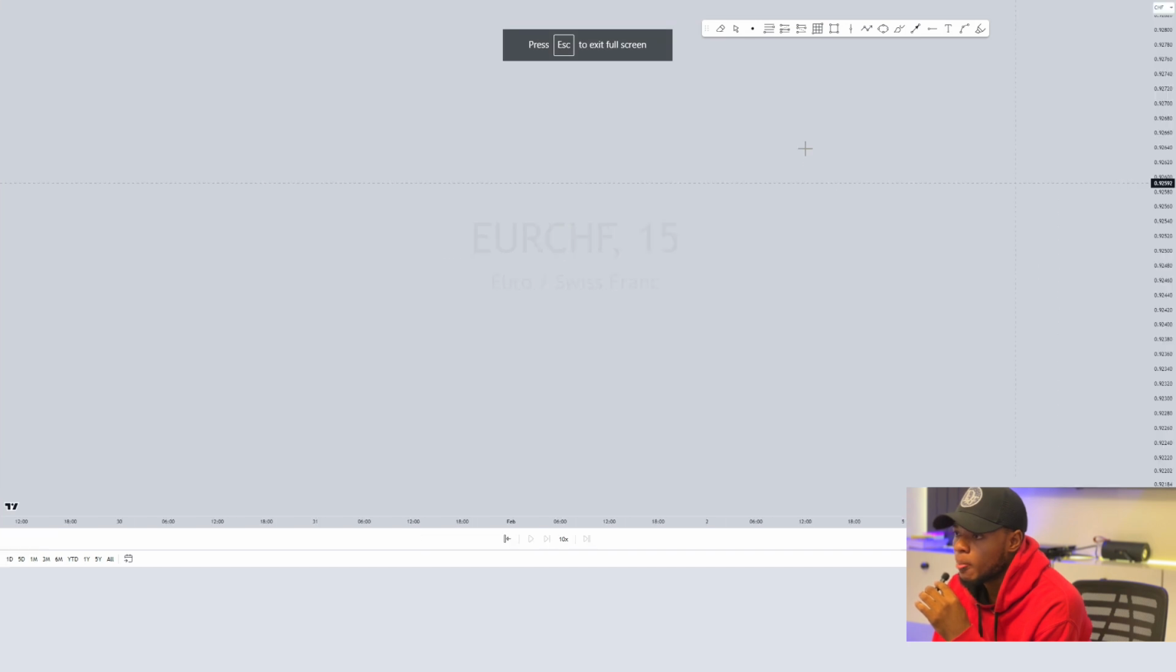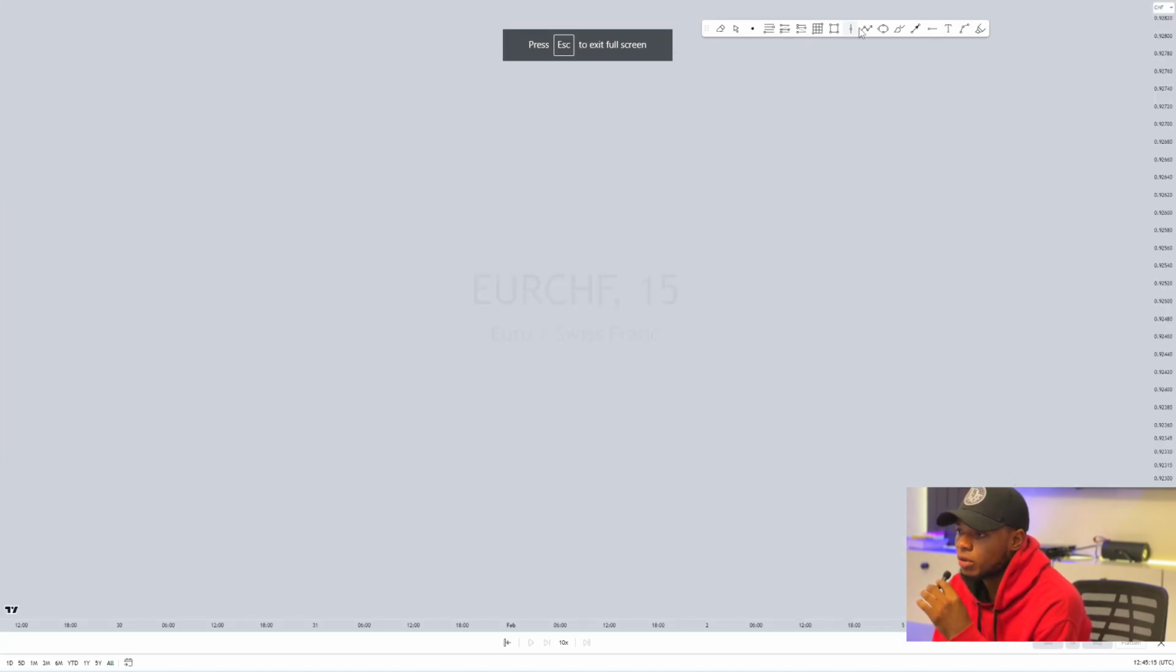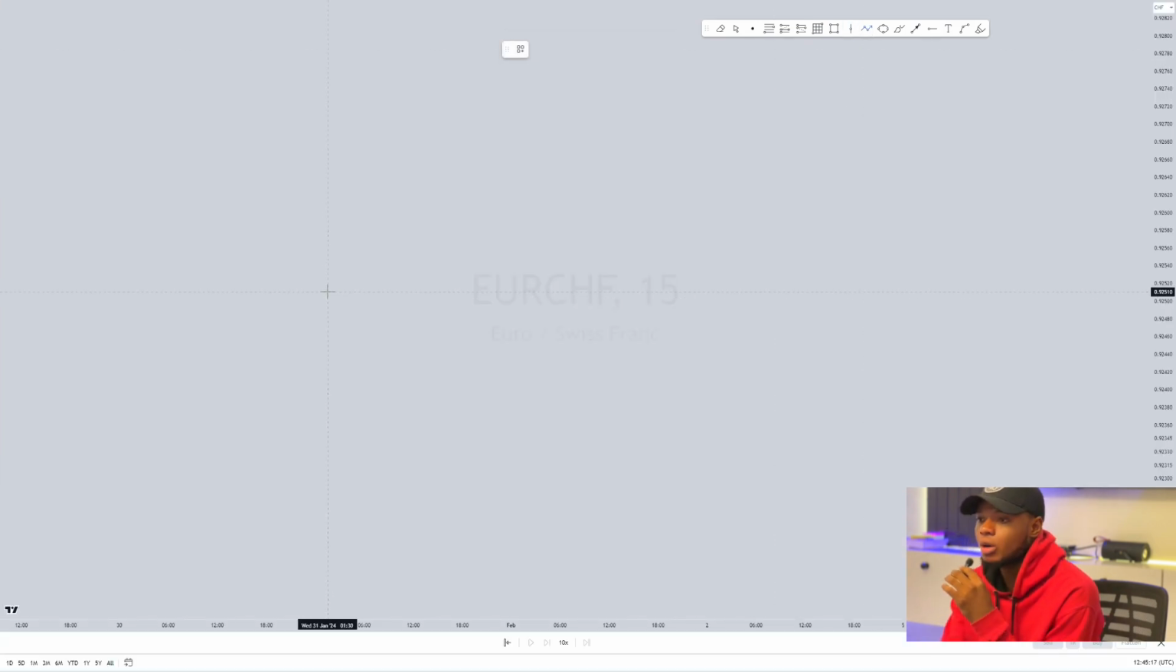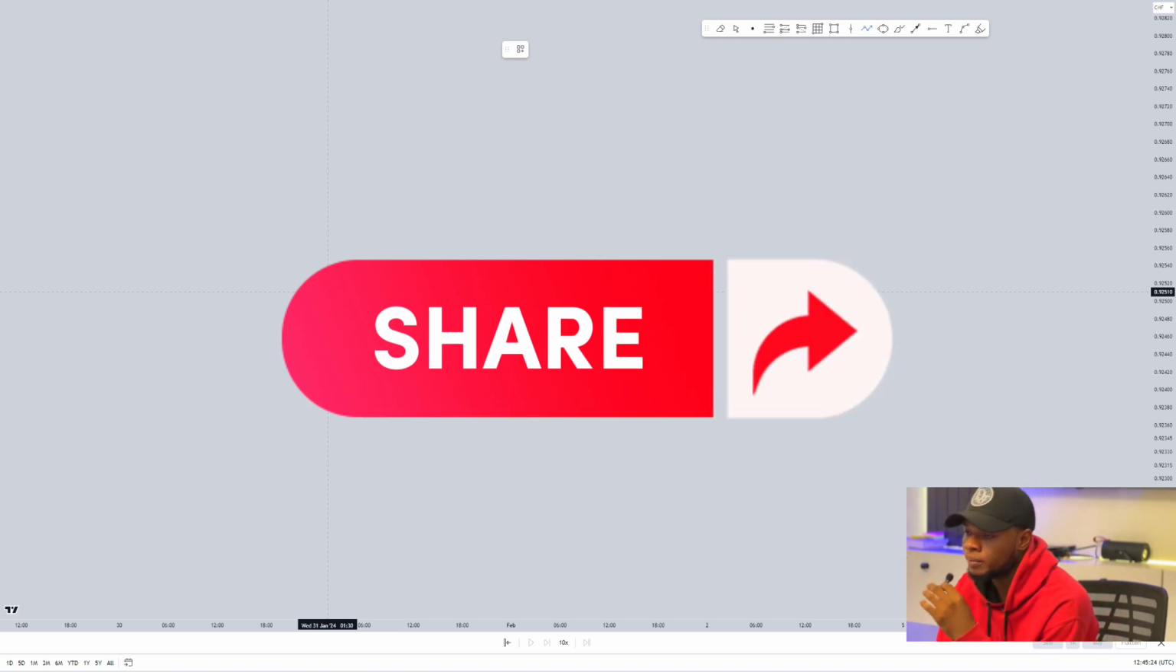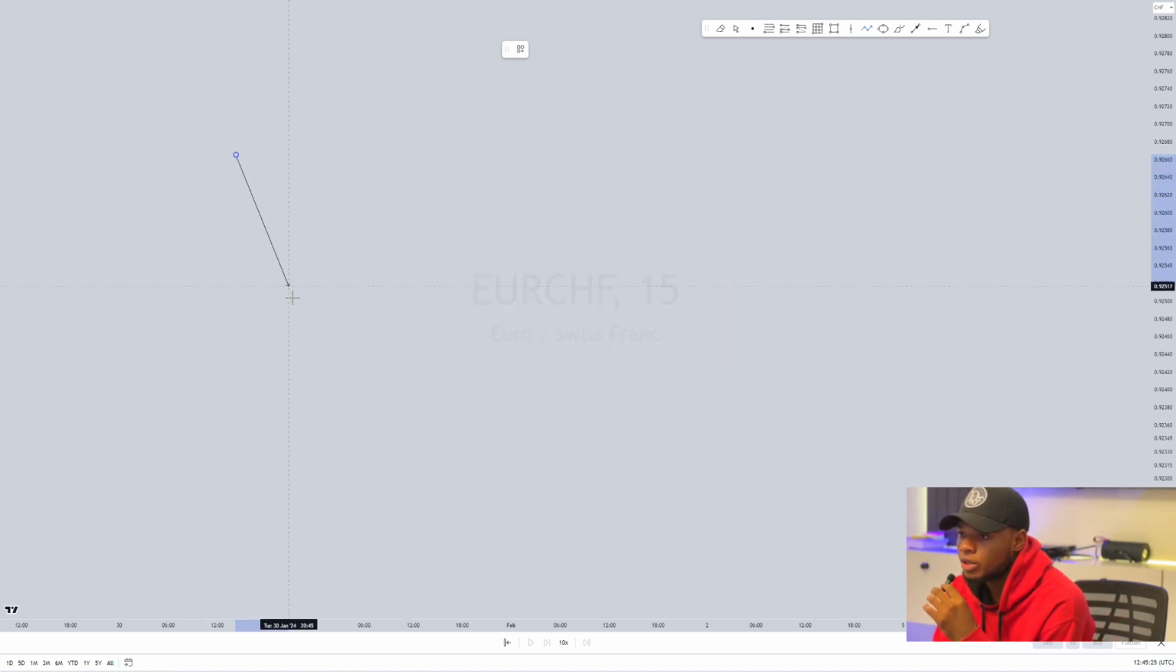First of all, you need to identify the structure of the market, identify the trend of the market. I make use of the IFC candle pattern. This is how it goes. Let's say we're having a downtrending structure: lower lows, lower highs.